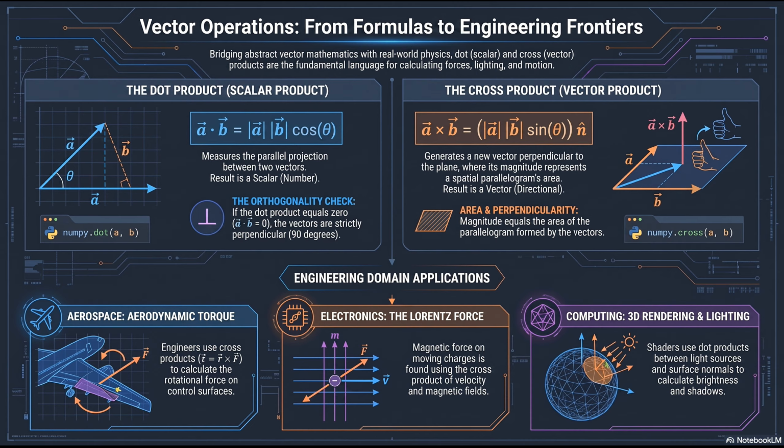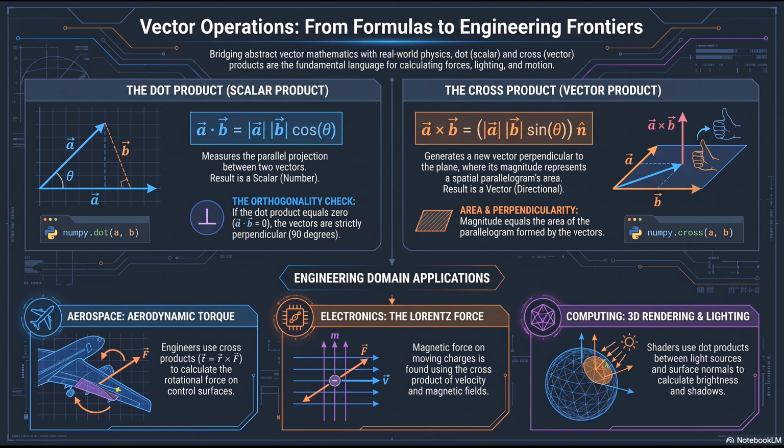If you duplicate them and connect their tips to form a slanted box, a parallelogram, the flat area inside that 2D box is perfectly mathematically equivalent to the length of the new 3D vector shooting straight up out of it. The 2D geometry and the 3D algebra lock together without a single wasted decimal point. They perfectly mirror each other.